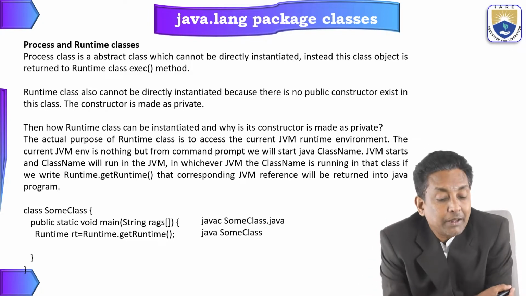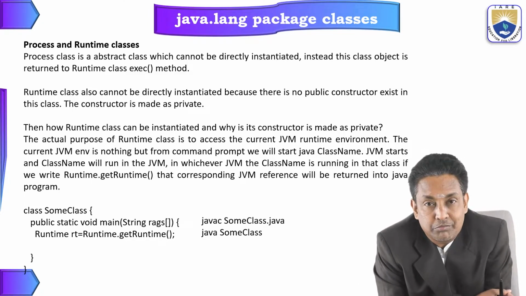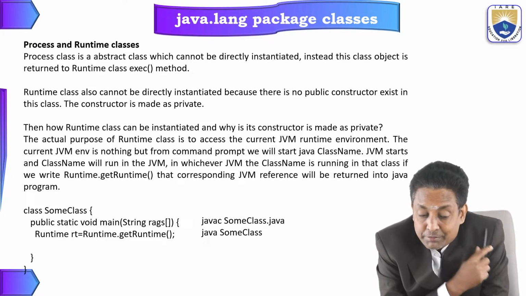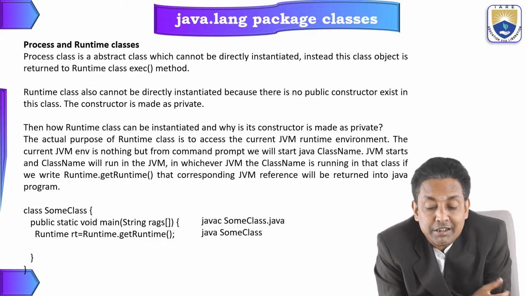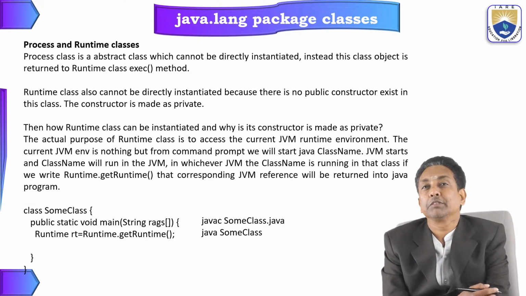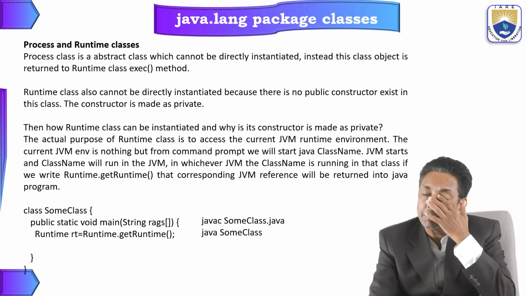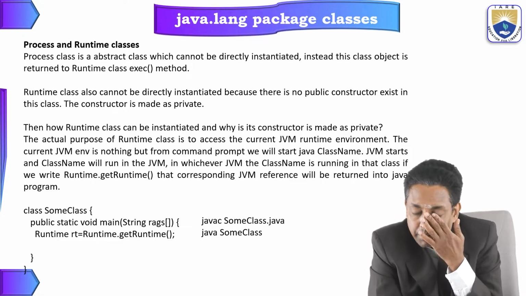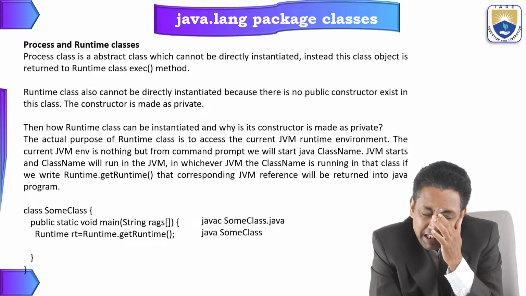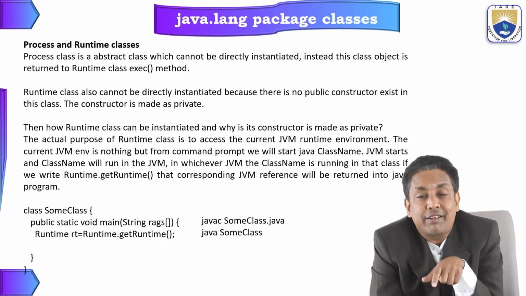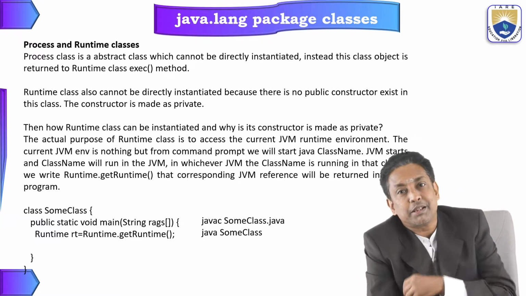Then the next class is Process and Runtime. Process is an abstract class which cannot be directly instantiated. Of course, if a class itself is abstract, it cannot be instantiated. There is one more type of class we cannot instantiate: a class which contains a private constructor. Such classes also cannot be instantiated.